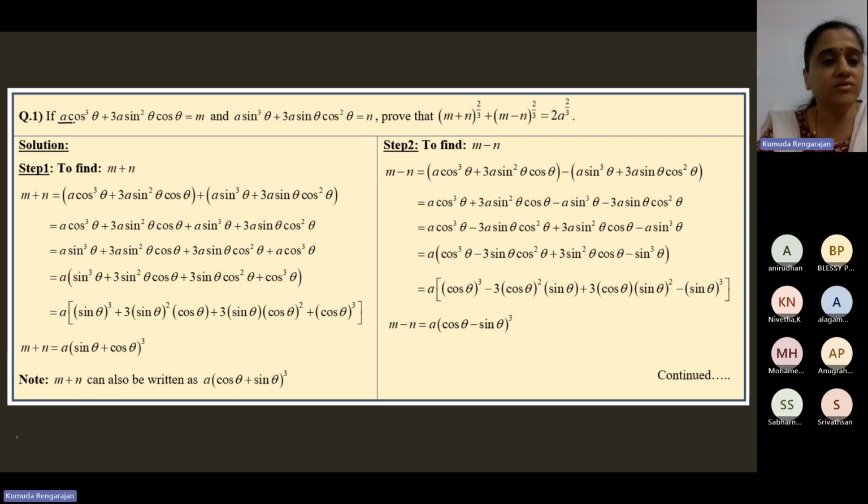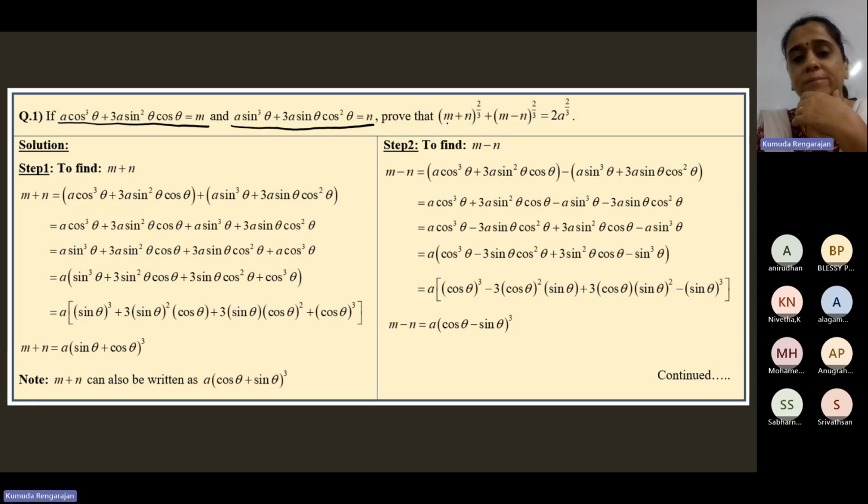So if a cos cubed theta plus 3a sine square theta cos theta is equal to m, is the board clear to both of you there? And a sine cubed theta plus 3a sine theta cos square theta is n. Prove that m plus n, the whole raised to the power 2 by 3 plus m minus n, the whole raised to the power 2 by 3 is equal to 2a to the power 2 by 3. 2 into a to the power 2 by 3.